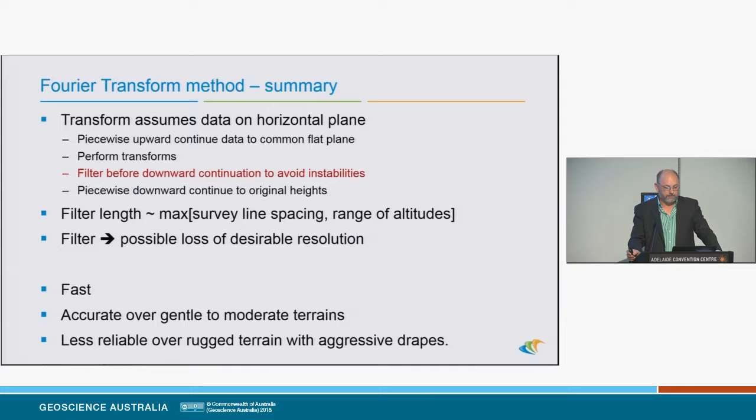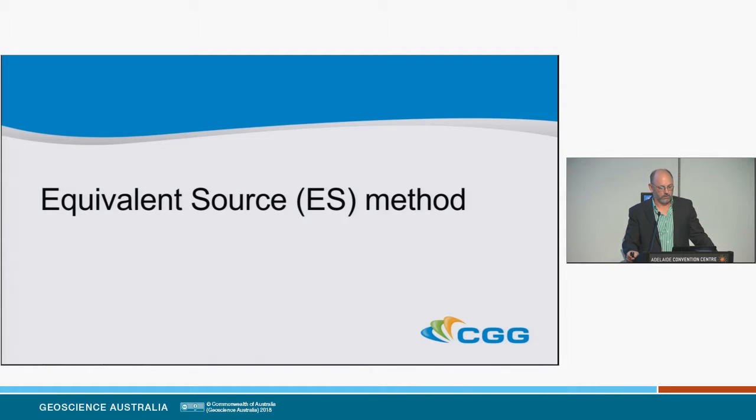And that filter length is typically the maximum of either the survey line spacing or the range of altitudes. So you can imagine if you fly a survey where the altitude of the aircraft is varying enormously, then the filter length is going to be long and you're going to lose some resolution from the survey data. So the Fourier transform method is very fast. It turns out to be accurate over gentle to moderate terrains, but much less useful over rugged terrains where you've flown an aggressive drape.